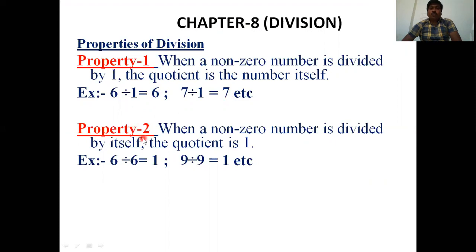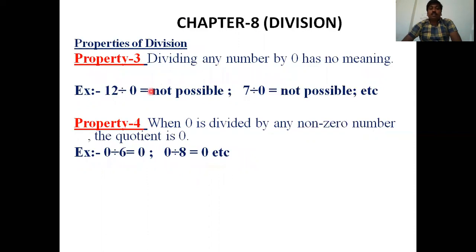Property 2: when a non-zero number is divided by itself, the quotient is 1. When a number is divided by the same number, then we get 1. Here is 6 and 6. Dividend and divisor are the same. When the dividend and the divisor are the same, we get 1 as the quotient. Here also the dividend and the divisor are the same, so we get the quotient as 1. This is property 2.